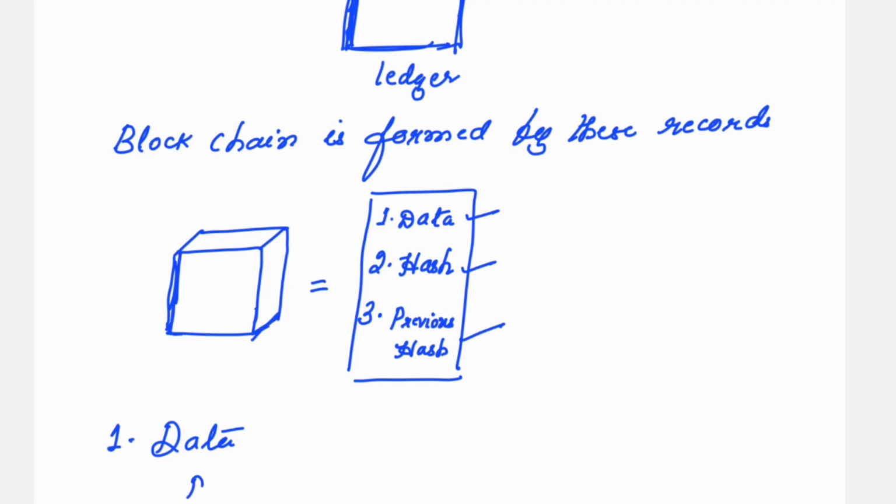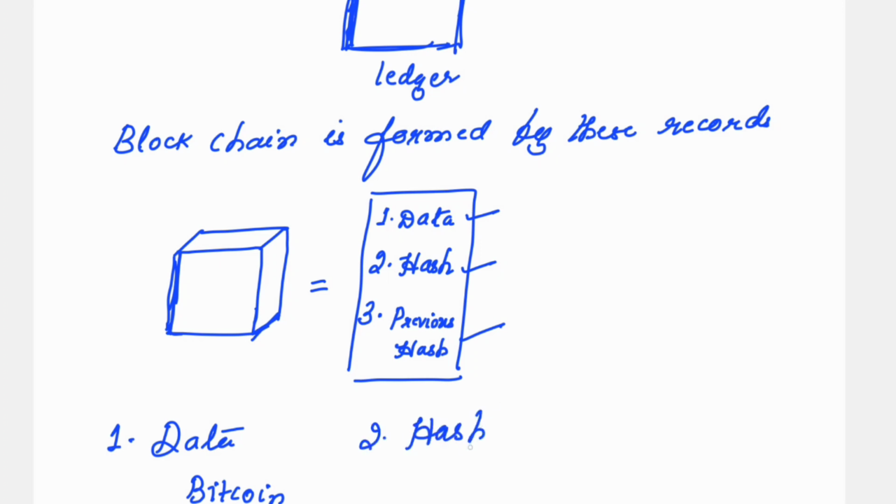When you talk about Bitcoin here, what does the data for the Bitcoin contain? It will have information like who is the sender of the Bitcoin, who will be the receiver of that Bitcoin, and the number of Bitcoins to be transferred. So this is what the data for the Bitcoin is.